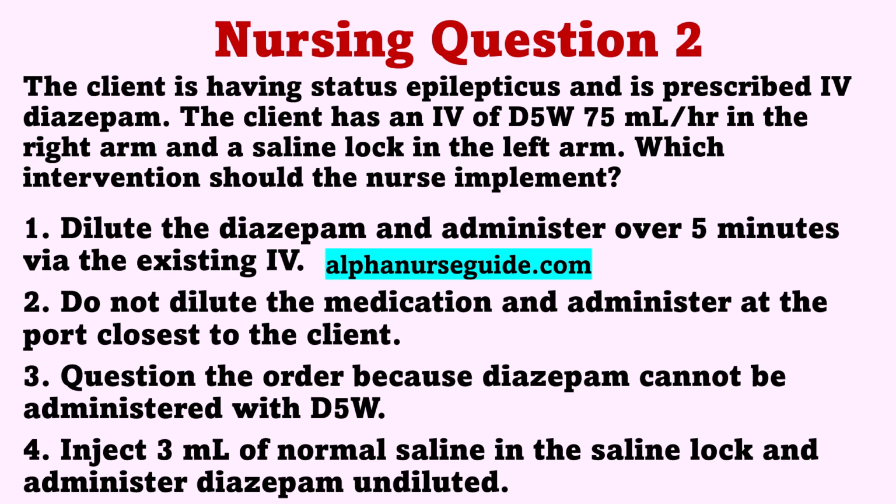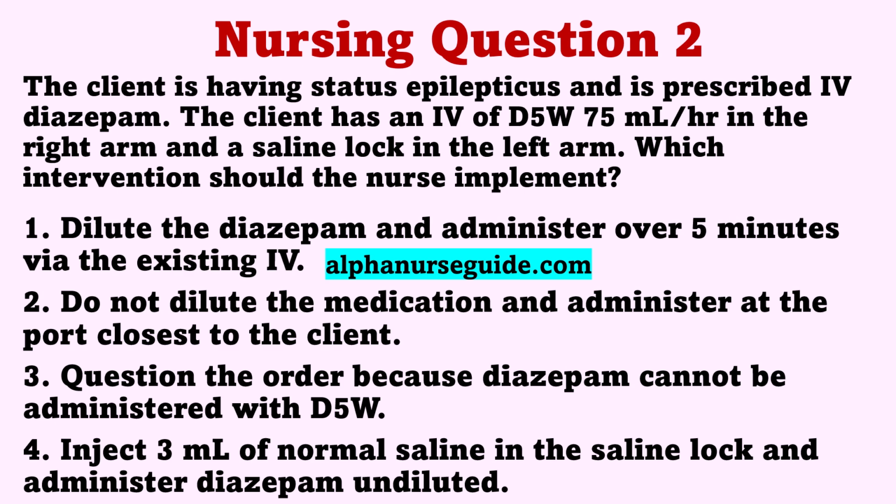The client is having status epilepticus and is prescribed IV diazepam. The client has an IV of D5W 75 milliliters per hour in the right arm and a saline lock in the left arm. Which intervention should the nurse implement? 1. Dilute the diazepam and administer over 5 minutes via the existing IV. 2. Do not dilute the medication and administer at the port closest to the client. 3. Question the order because diazepam cannot be administered with D5W. 4. Inject 3 milliliters of normal saline in the saline lock and administer diazepam undiluted.